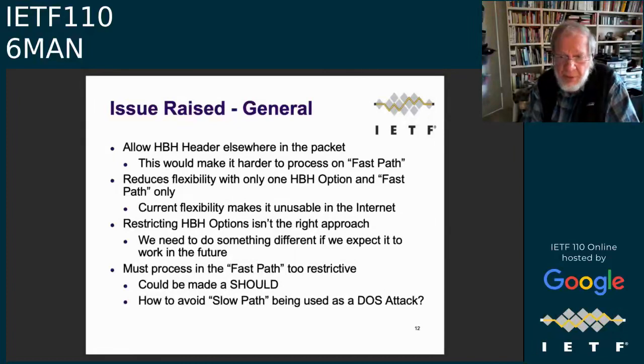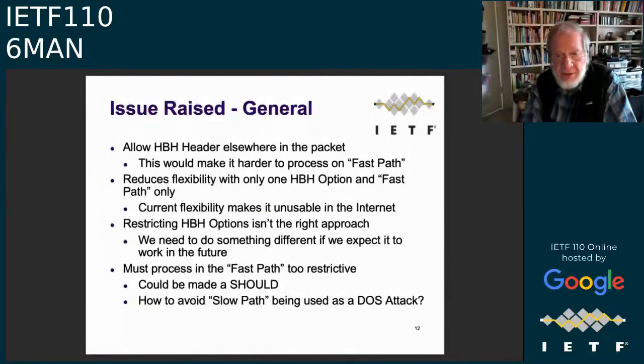Next was that it reduces flexibility to have only one hop-by-hop option and fast path only. And it is true, it does reduce flexibility, but our current amount of flexibility has made this not be useful across the end-to-end internet. Another issue is that restricting options isn't the right approach. It'd be nice if we didn't have to do something, in my opinion, but if we want to be able to use these, I think we need to do something different.